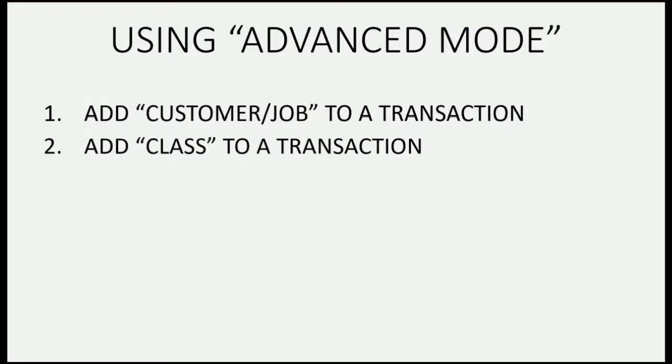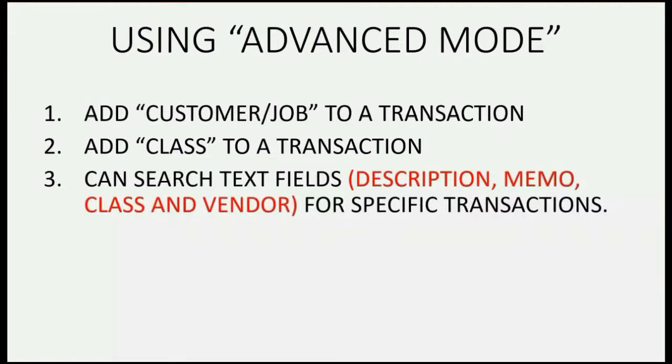You can also add a class to a transaction that's in the review list waiting to be recorded. And the review list itself allows you to search through the text fields. Fields like description, memo, class, and vendor have text that you can search through to look for specific transactions if you want to record those specific transactions together.